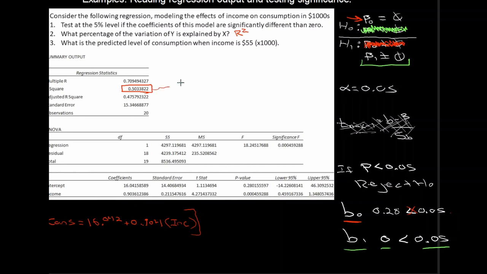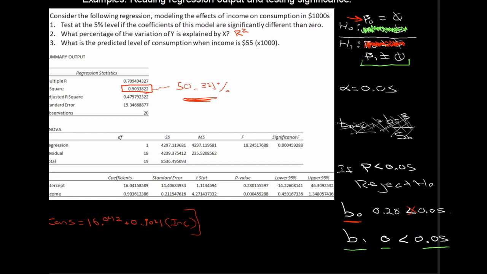And altogether, it's about 50.33%. Let me take a look. 0.50338. Sorry, we need to round properly. So that wouldn't be 50.33, that'd be 50.34 percent, right? That 8 would round the 3 up to a 4. So just over 50% of the variation in y is being explained by variation in x.